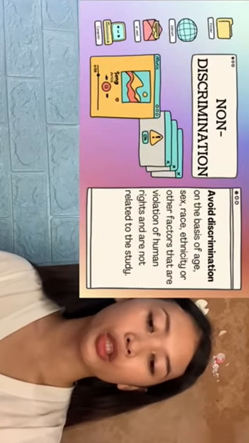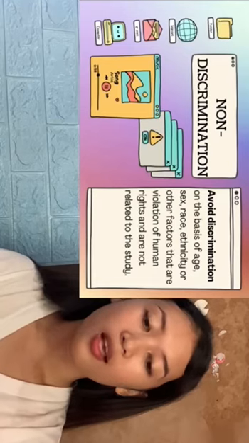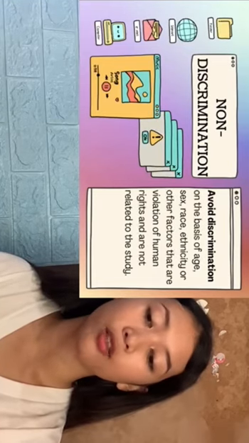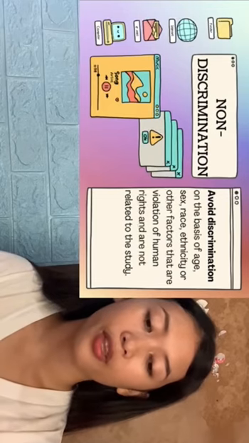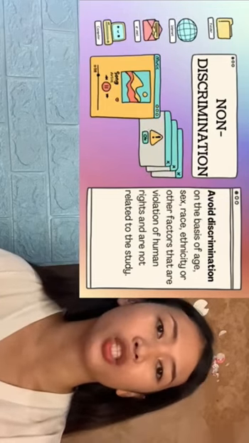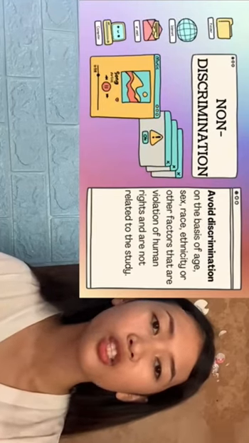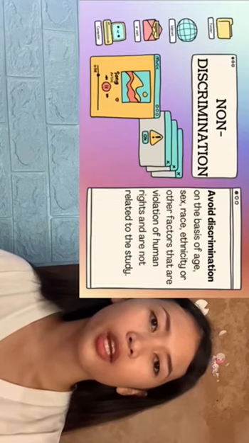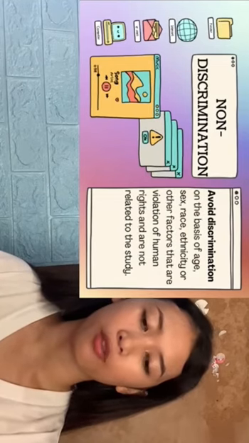Next is non-discrimination. Avoid discrimination on the basis of age, sex, race, ethnicity, and other factors that are violation of human rights and are not related to the study. Of course, we have to avoid discrimination regarding age, sex, ethnicity, race, and whatsoever it is. We have to be fair.